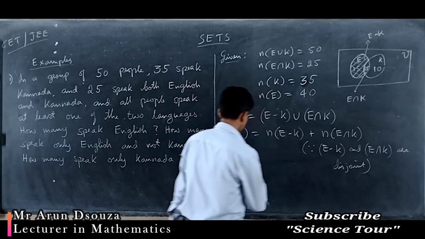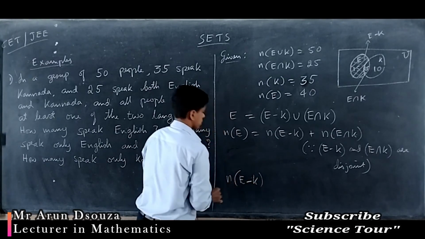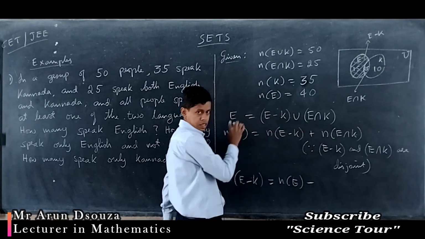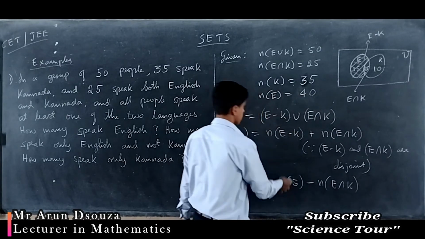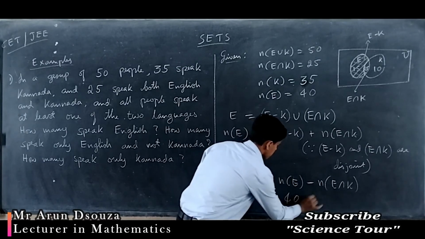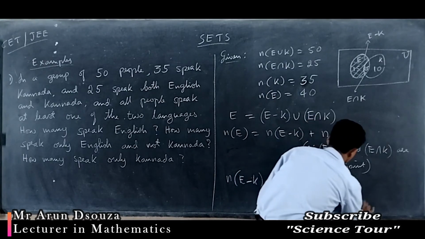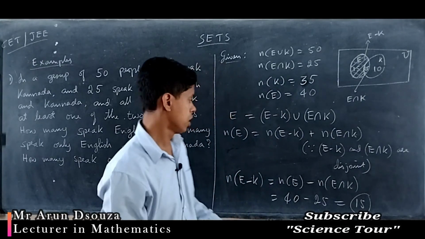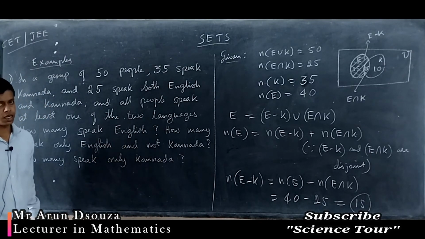So now what is N of E minus K? N of E minus K is N of E minus N of E intersection K, bringing it to this side. Now what is N of E? N of E is 40, which we got from the previous answer, minus N of E intersection K, which is 25, and that gives you 15, and that's the answer. Only English: 15 people speak only English and not Kannada.